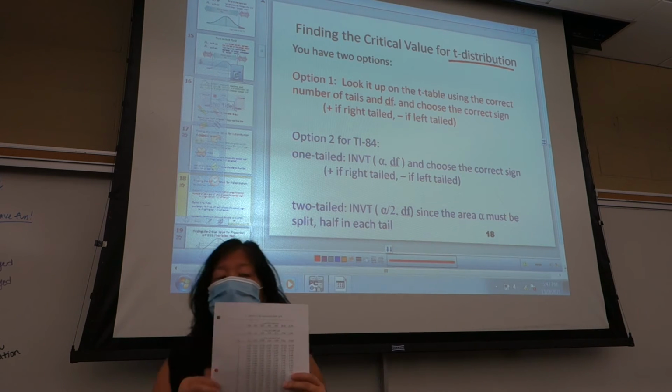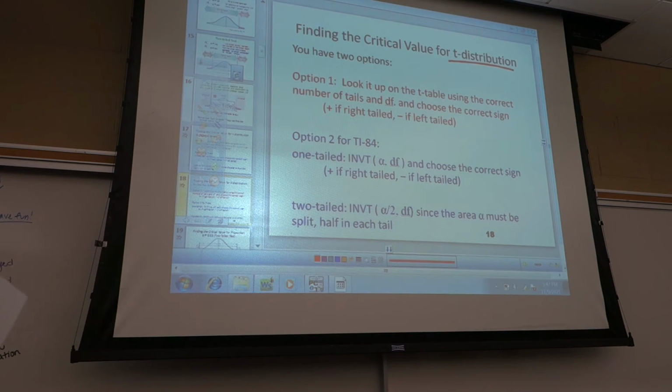And then degrees of freedom is n minus 1. Don't forget that. N minus the number of variables. So we have one variable, x, n minus 1 degrees of freedom. So that tells you which row to pick.